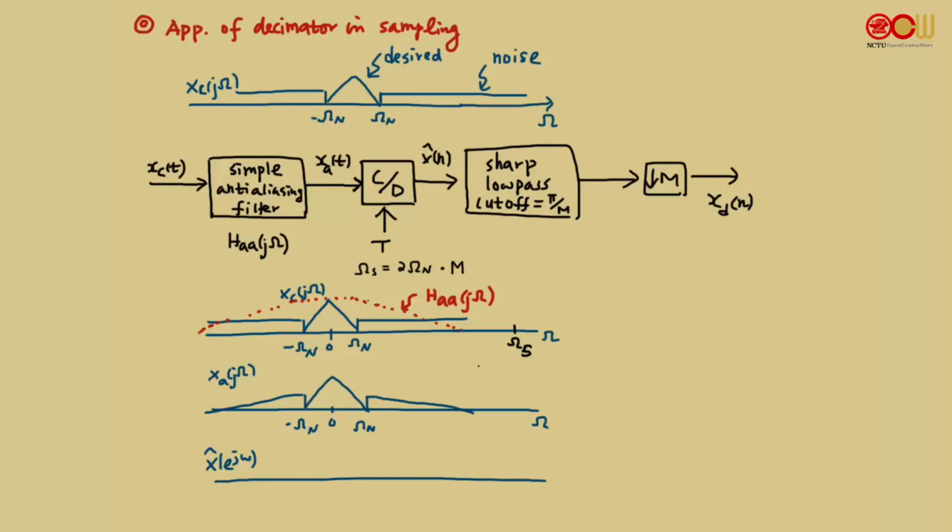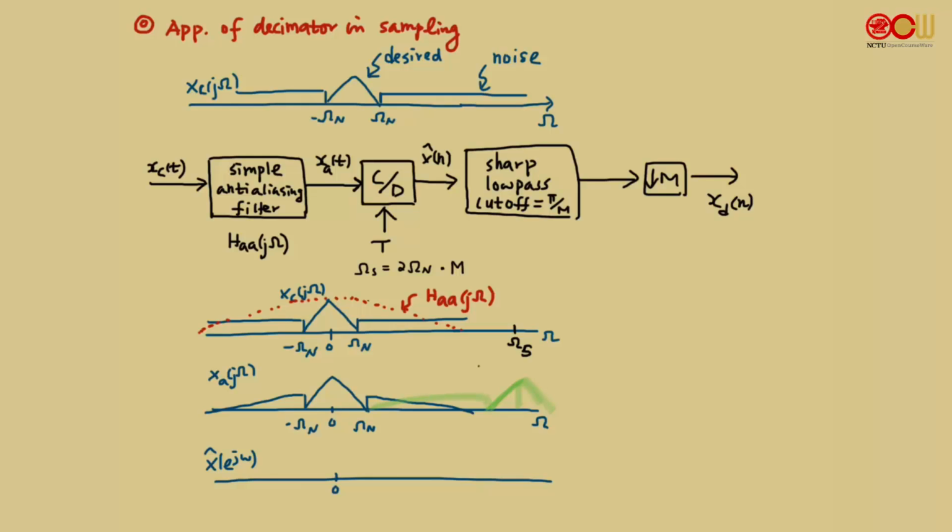will look like this. It will contain a shifted copy of Xa, and the next shifted copy will come here. That's where the next shifted copy will be. And it will be of this shape.